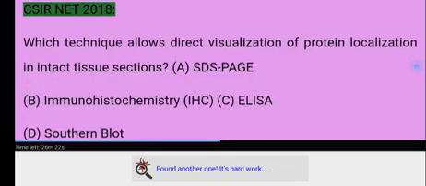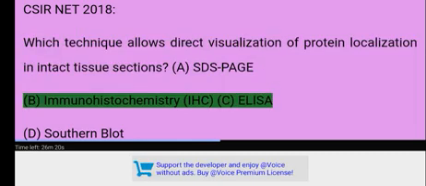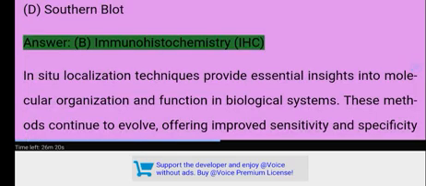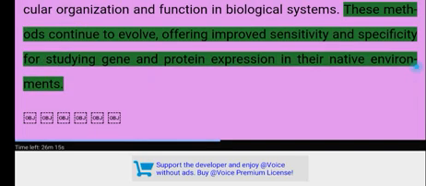CSIR NET 2018. Which technique allows direct visualization of protein localization in intact tissue sections? A. SDS-PAGE. B. Immunohistochemistry, IHC. C. ELISA. D. Southern blot. Answer: B. Immunohistochemistry, IHC. In situ localization techniques provide essential insights into molecular organization and function in biological systems. These methods continue to evolve, offering improved sensitivity and specificity for studying gene and protein expression in their native environments.